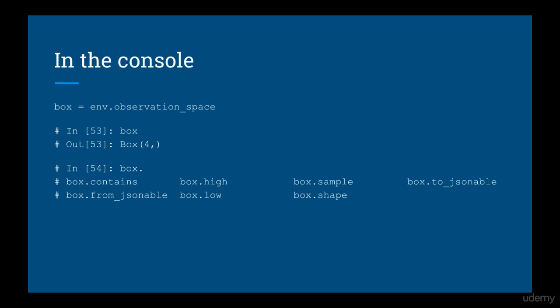You can also get some of this information from the console as well. If you do env.observation_space, you'll get back an object that says Box(4,). Let's assign this to a variable called box. If you type in box dot and then you hit tab, you can see a list of attributes and functions you can call. You can call the contains function to check if a vector is part of the observation space. You can look at high and low to see the maximum and minimum values that each element can contain. You can also grab a sample from the state space, which can be useful.